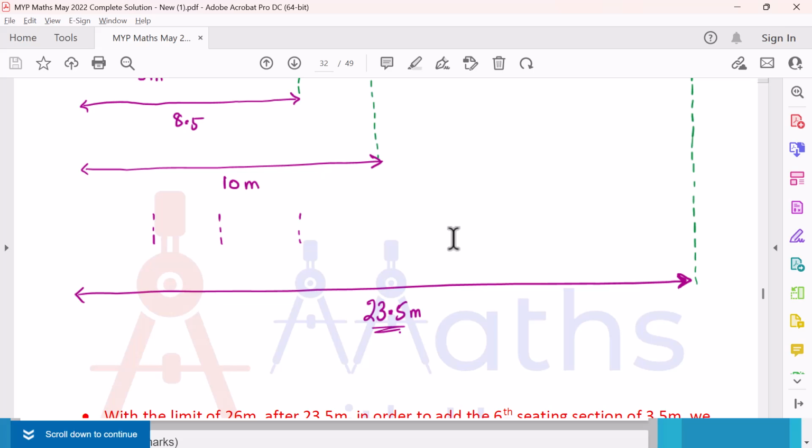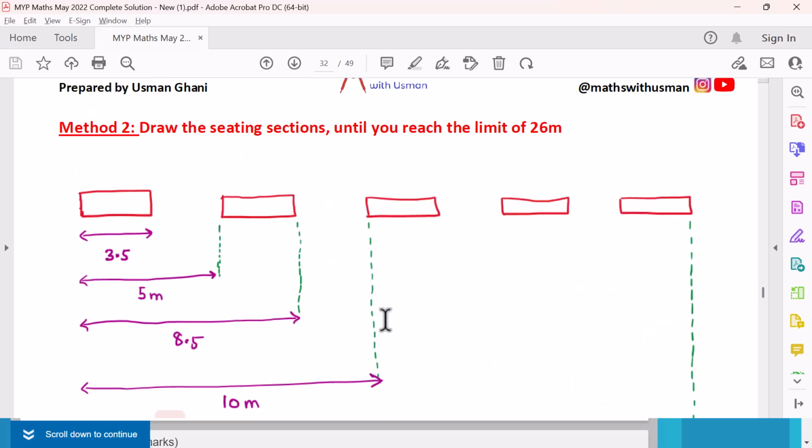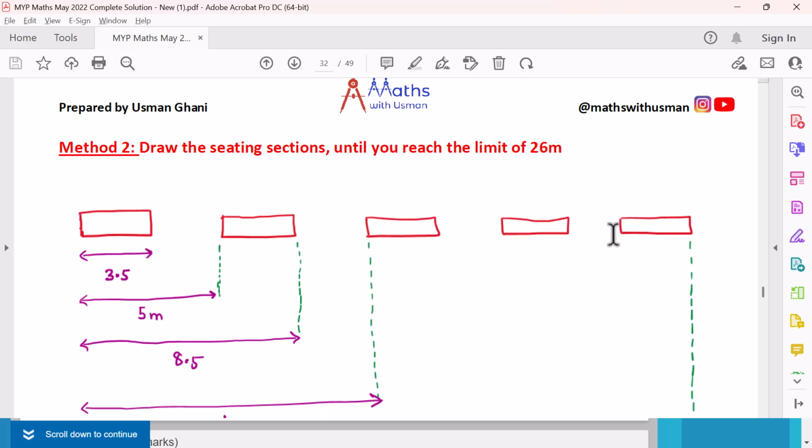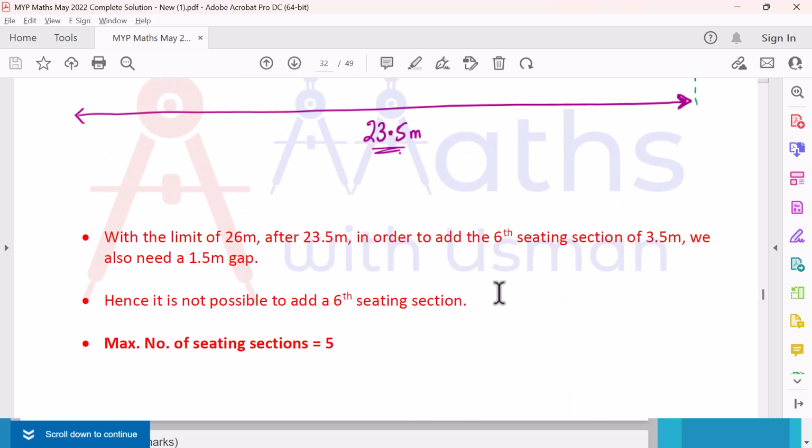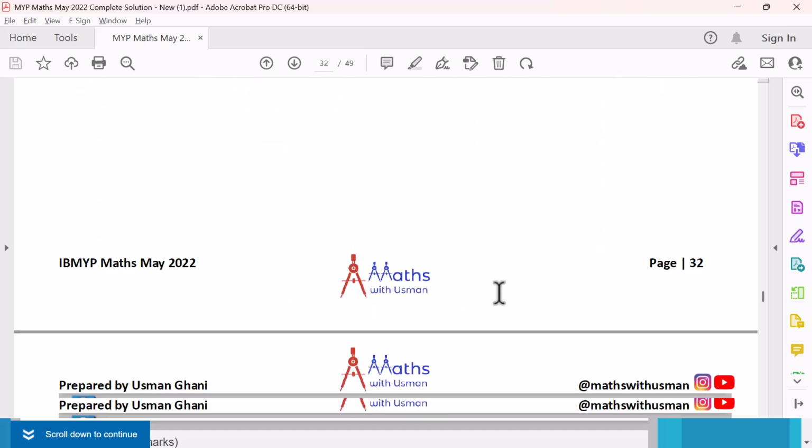Keep on doing this until you reach the limit of 26 meters, which I have used, because if I place a gap and place another seating section, it's going to cross 26. I can't do that. Show that 5 seating sections were possible. Shown that through calculation. Just show the addition as easy as it gets. Okay, full marks. Let's do this.